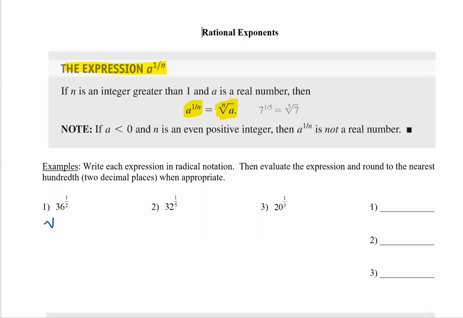36 to the 1/2 is the square root of 36, and the square root of 36 is 6. Number 2, this is the same as the 5th root of 32, and the 5th root of 32 is 2. 2 times 2 times 2 times 2 times 2 is 32. Number 3, this is the same as the cube root of 20. We'll need to use our calculators, and the cube root of 20 to 2 decimal places is 2.71.